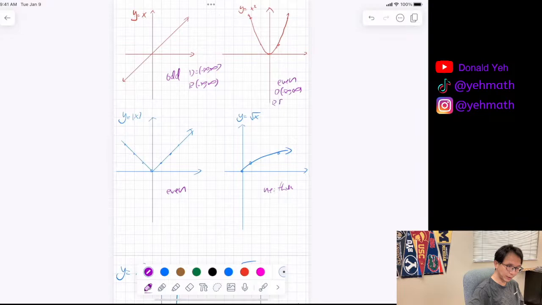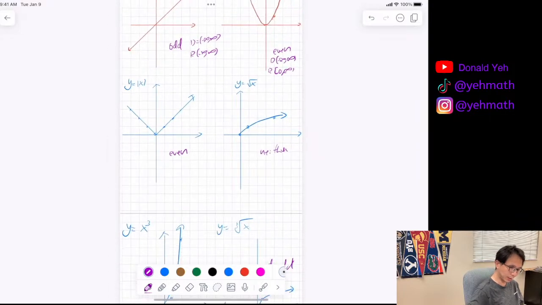What is the range for this? 0 to infinity, including 0. And the even one is y equals absolute value x. What is the domain? Negative infinity to infinity. That's the domain. Range is going to be what? 0 to infinity. Good. For the neither one, the domain is going to be what? The range is going to be what?